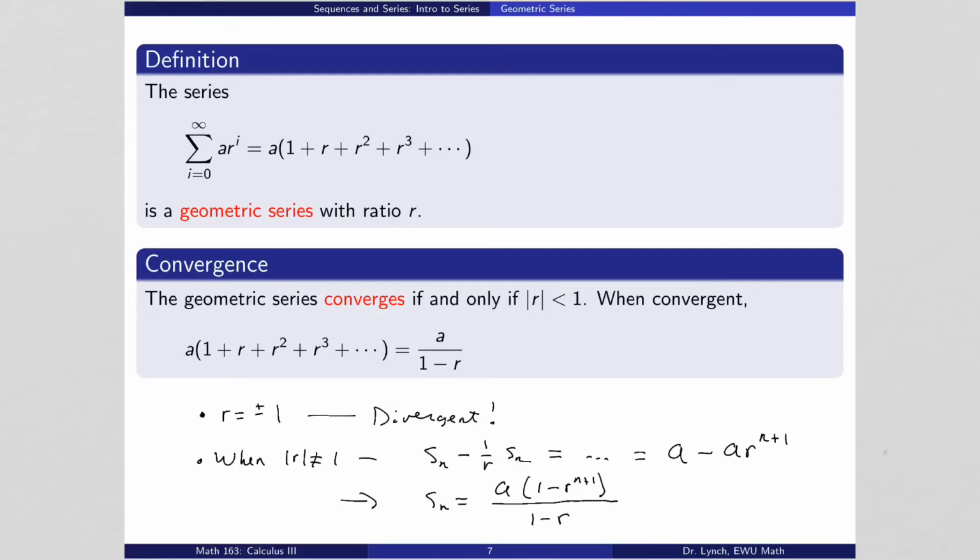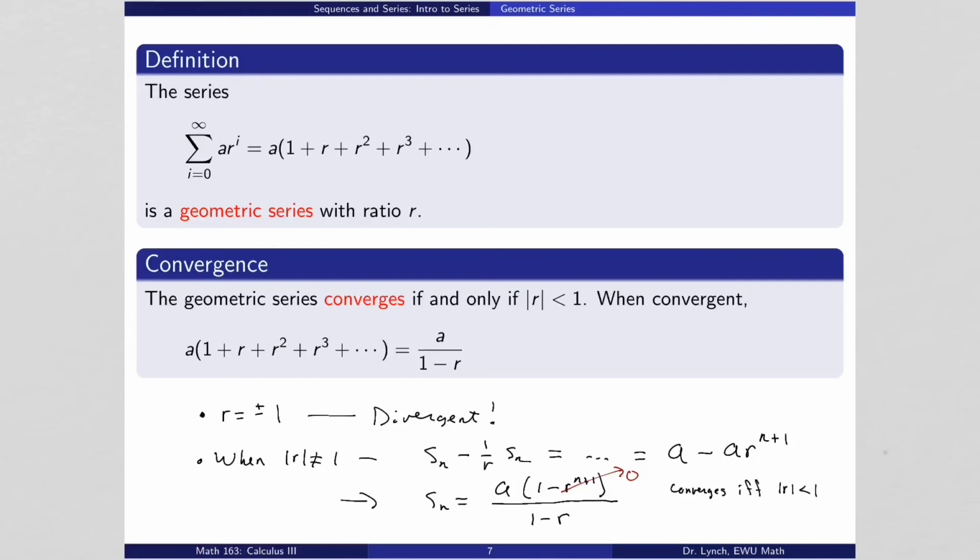And we can see that the limit of this expression is finite if and only if R is less than 1 in absolute value. Of course, in that case, when R is less than 1 in absolute value, this term vanishes, and we're left exactly with A over 1 minus R. Okay, so that is the upshot of a geometric series: convergent if and only if the ratio R in absolute value is strictly less than 1.